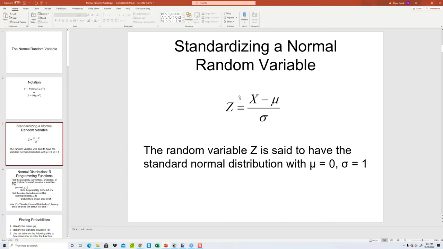Now, here's a formula that we're going to be using. And this is a way to standardize a normal random variable. We'll be looking at more about this, but z is equal to x minus mu over sigma. A random variable z is said to have the standard normal distribution with mu equal to 0 and sigma equal to 1. So if it says standard normal, it's by default 0 and 1 for the mean and standard deviation.